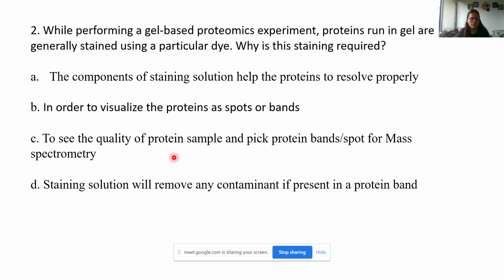But if you're not using a staining dye, you will not know whether your protein has gone out of the gel, or whether it is present, or whether your protein of interest is even coming or not. So staining is a very important step in your gel-based proteomics experiment.